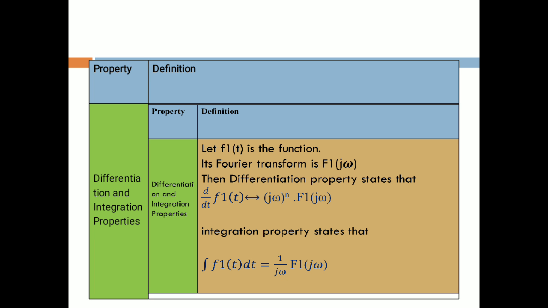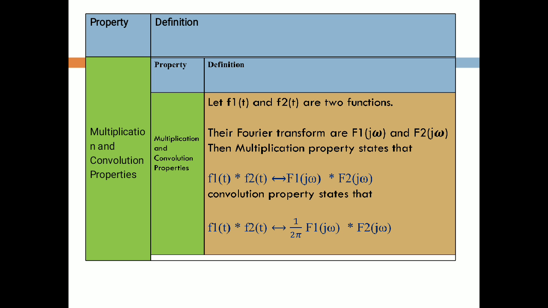So here, instead of differentiation, integration is there, and j omega is multiplied to F1(j omega) in the differentiation case. Here 1 upon j omega is divided to the F1(j omega). That's why differentiation and integration are opposite operations to each other.